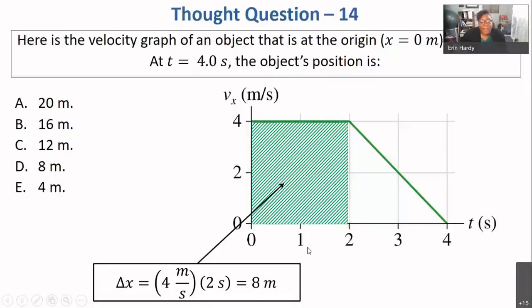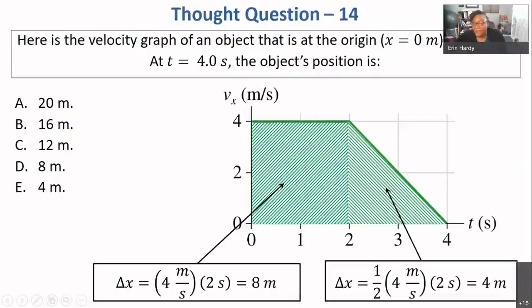So the area below that curve is just going to be the area of the rectangle that's shaded. It's 2 seconds wide and 4 meters per second tall. So that product is going to be 8 meters. That tells us that the object moves 8 meters from its original position over the first 2 seconds. That kind of lets us eliminate D because we know that the object is still moving between 2 and 4.